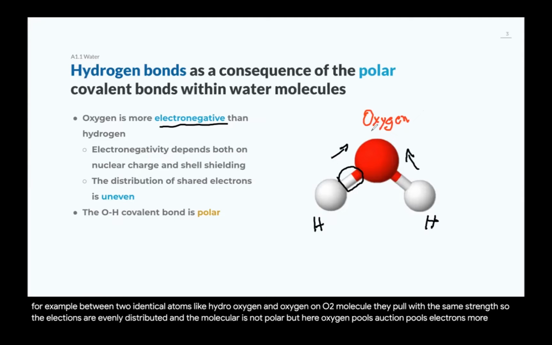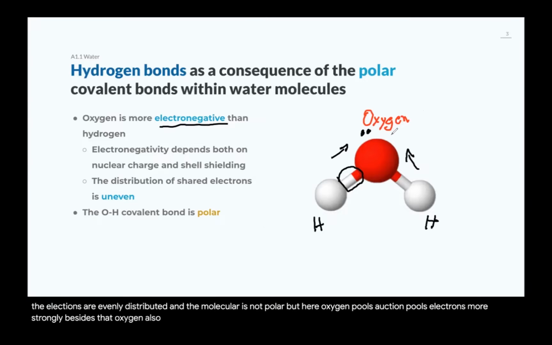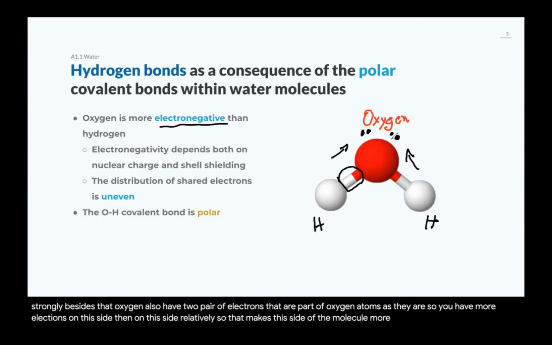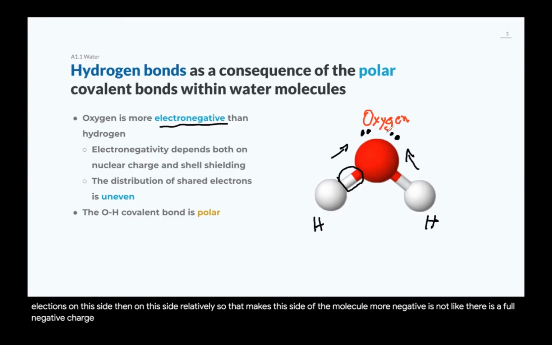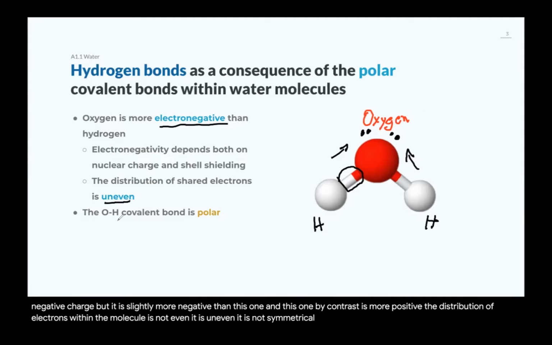But here, oxygen pulls electrons more strongly. Besides that, oxygen also has two pairs of electrons that are part of the oxygen atom as they are. So you have more electrons on this side than on this side, relatively. That makes this side of the molecule more negative. It's not like there is a full negative charge, but it is slightly more negative than this one. And this one, by contrast, is more positive. The distribution of electrons within the molecule is uneven. It is not symmetrical. And because of that, the oxygen-hydrogen covalent bond is polar.